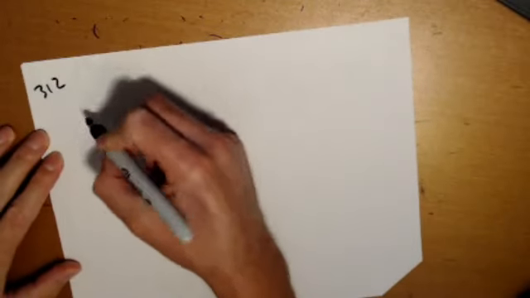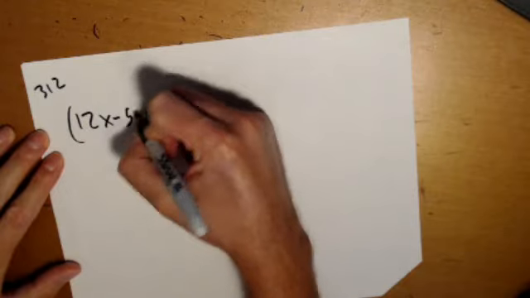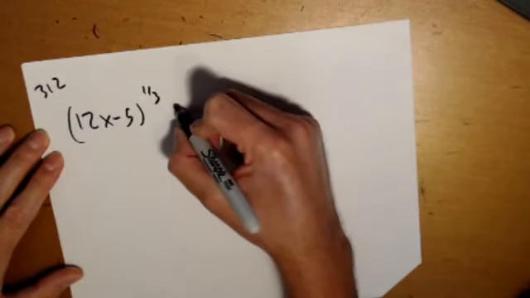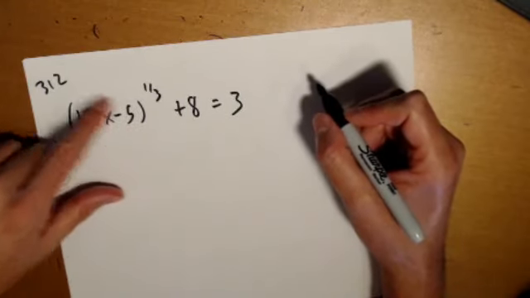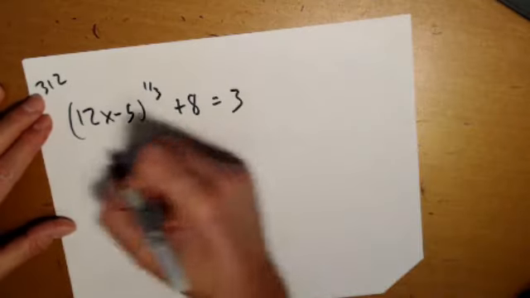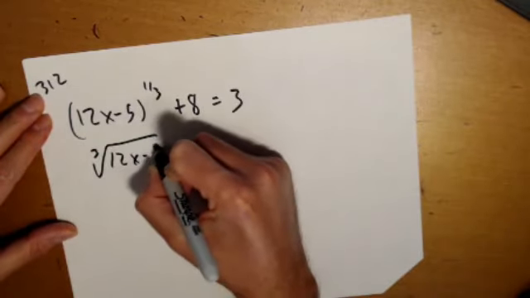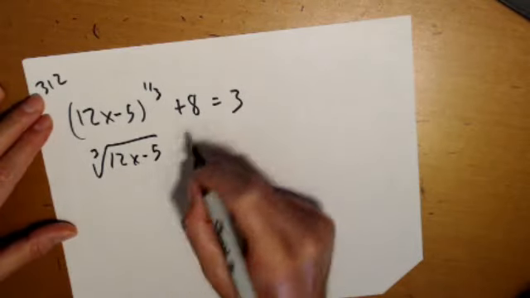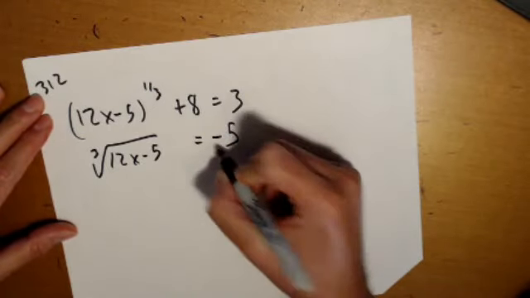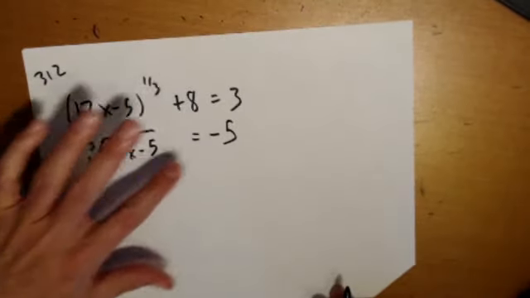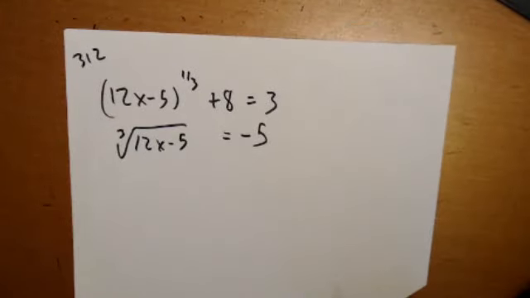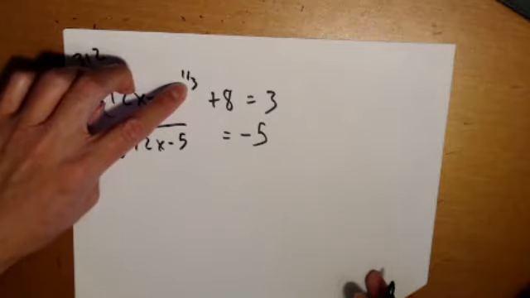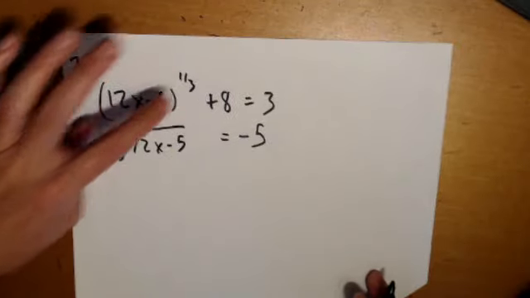Let's try 312. 12x minus 5 to the 1/3 power, plus 8 equals 3. Okay, 1/3 power, maybe just write it as cube root. Would that look better? Cube root of 12x minus 5. We have to get that alone, so I'm just going to subtract 8 from both sides. Negative 5. So the cube root of this mess is negative 5, because I brought the 8 over. They thought if they gave you a 1/3 power, it would confuse you, but it won't because you just write that as cube root.